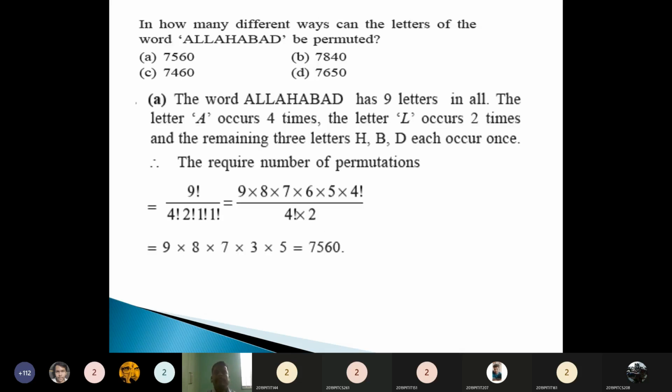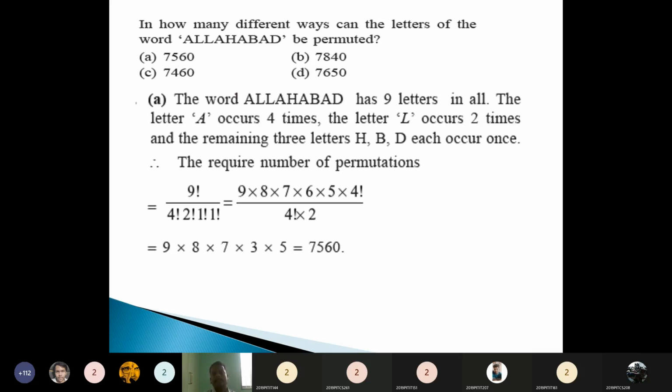In how many different ways can the letters of the word Allahabad be permuted? Permutation, okay, that means arrange. Here I have to take it up without meaning. So the word Allahabad has 9 letters in all.